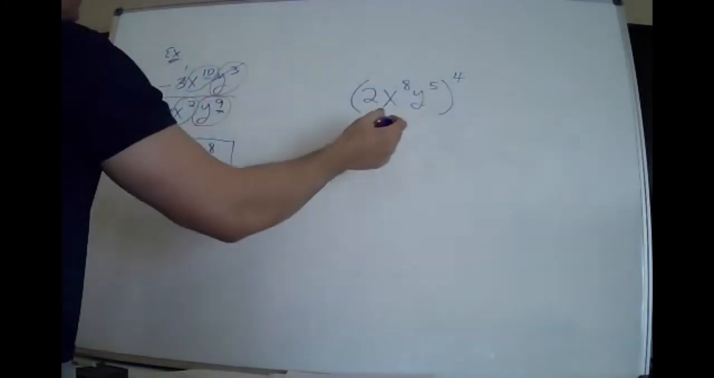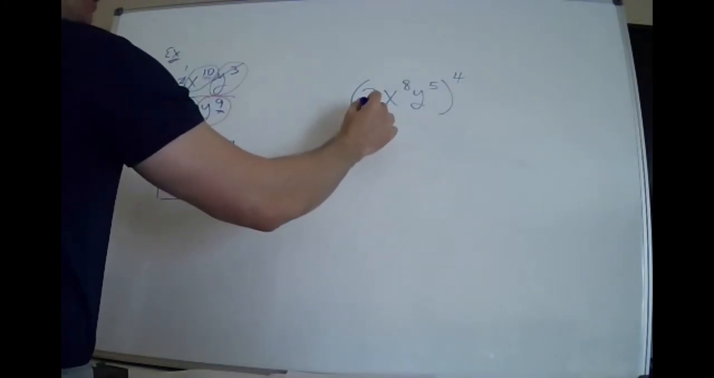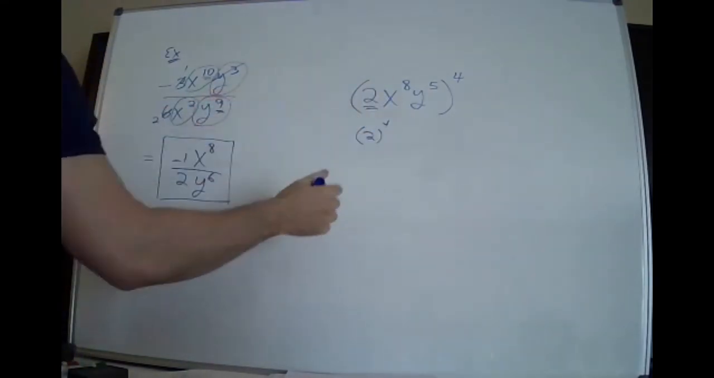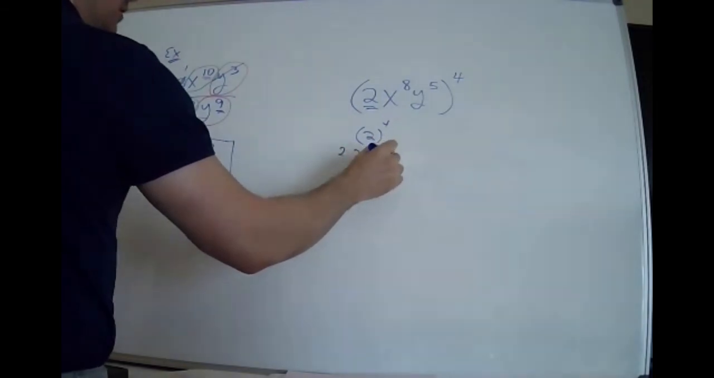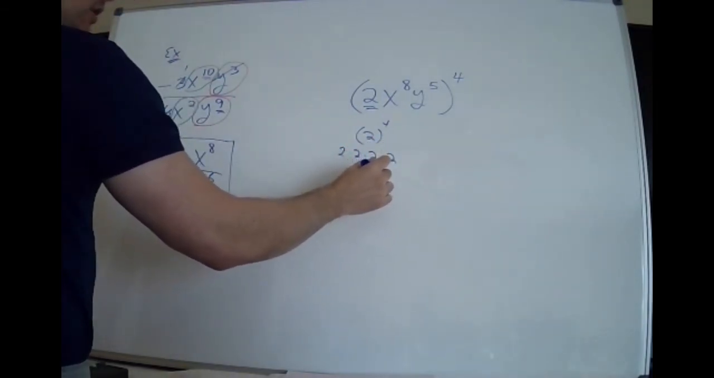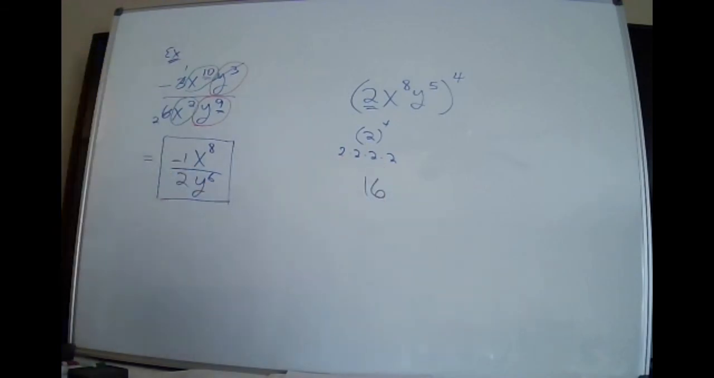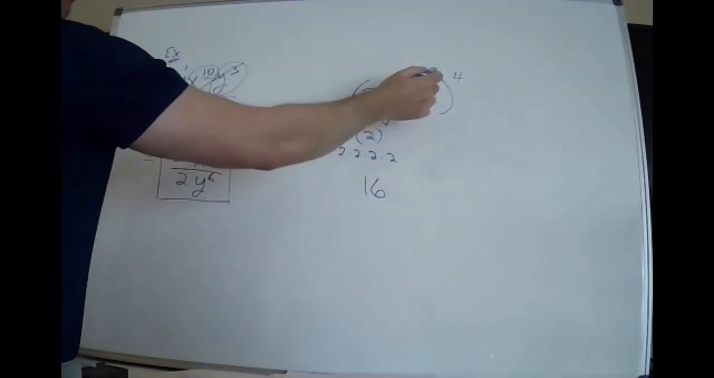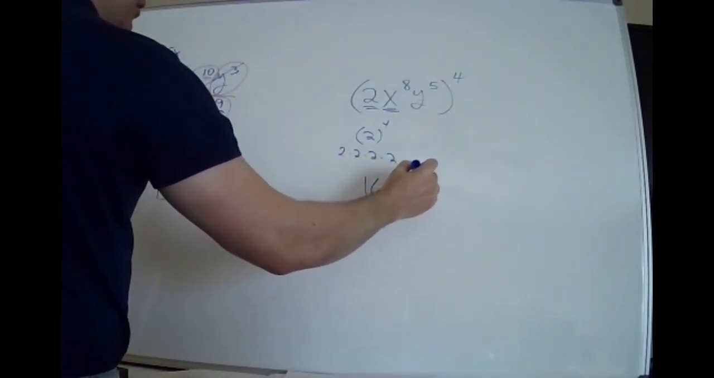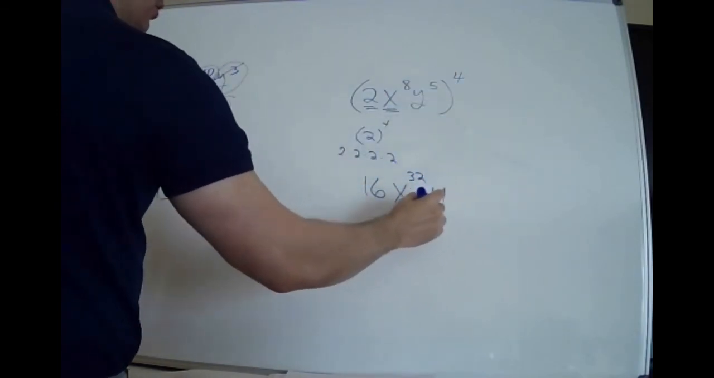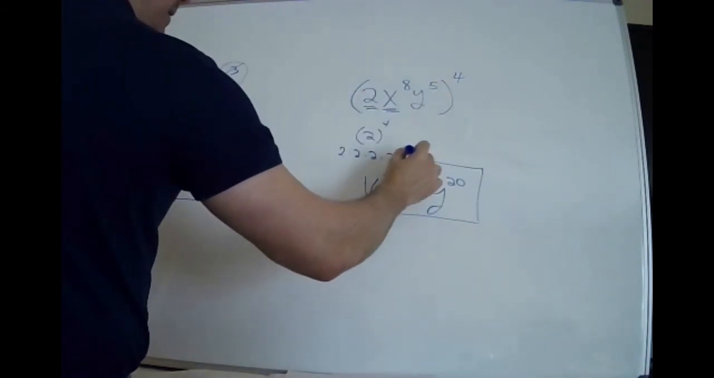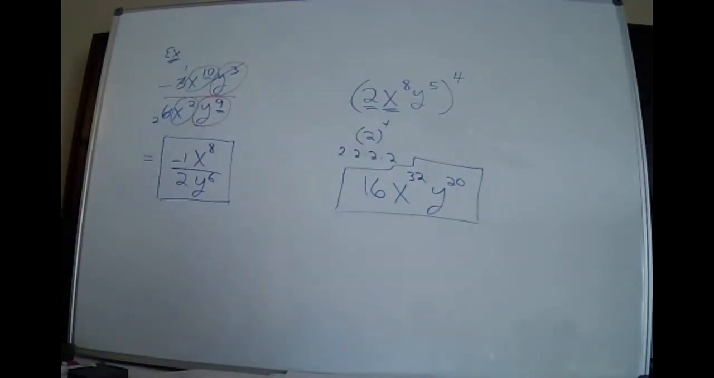Okay, now this one, you have to do power to a power. So the rule, first of all, this is 2 to the 4th, which is 2 times 2 times 2 times 2. Let's see, that's 4. That's 4. And 4 times 4 is 16. Easy. Now, when you do x 8 to the 4, you multiply the powers. So you get 32. 5 times 4, 20. Whatever this exponent is, when you raise it to another exponent, you multiply the powers. So power to a power, multiply. Those rules are in that lesson.